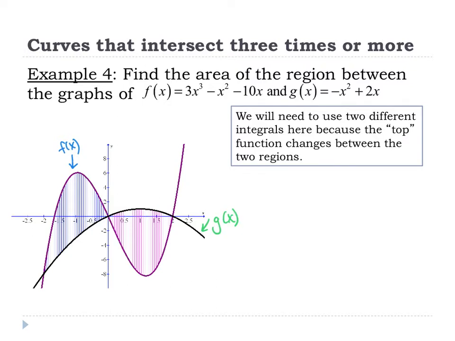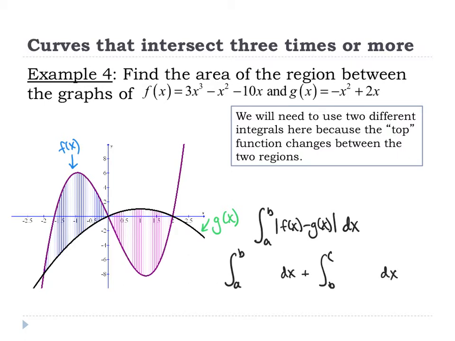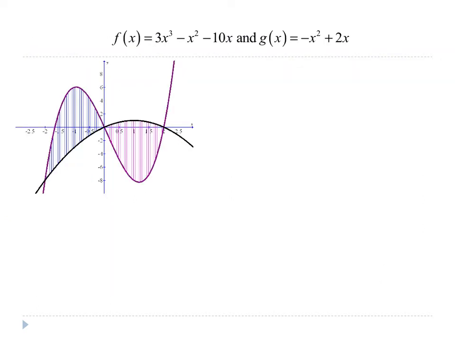Now, an important thing here is we are going to need to use 2 different integrals because f of x is the top function for a little while, but then it switches to being the bottom function. The easiest solution would be to do the integral from a to b of the absolute value of f of x minus g of x, but that's tricky to do because we don't actually know how to integrate an absolute value function. So instead, we're going to split it up into an integral from a to b of something dx, and then an integral from b to c of something dx. So we're going to split our integral up in the middle of the interval. So let's go ahead and actually do that.